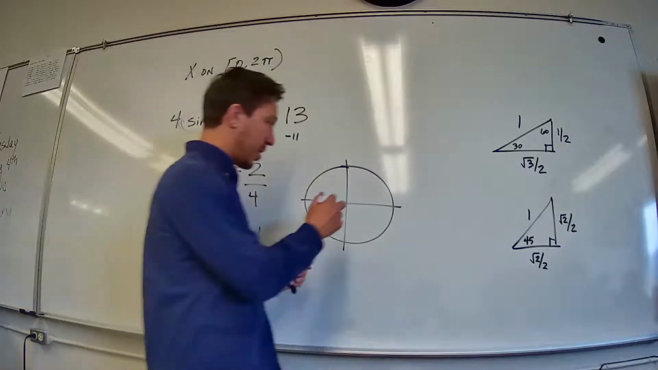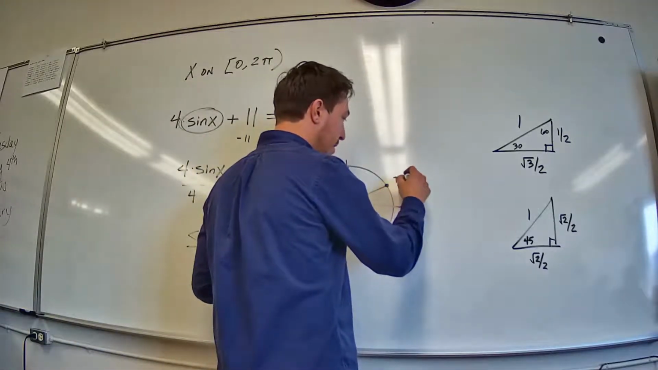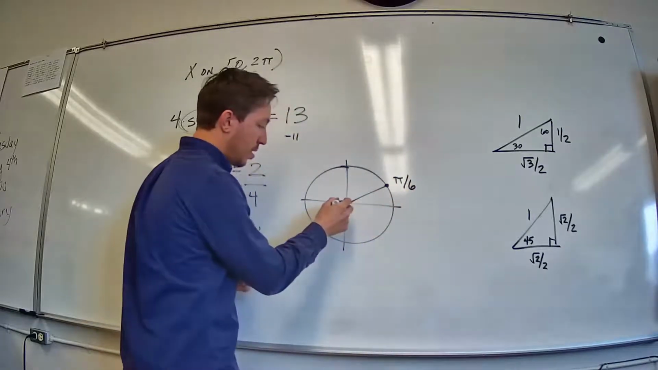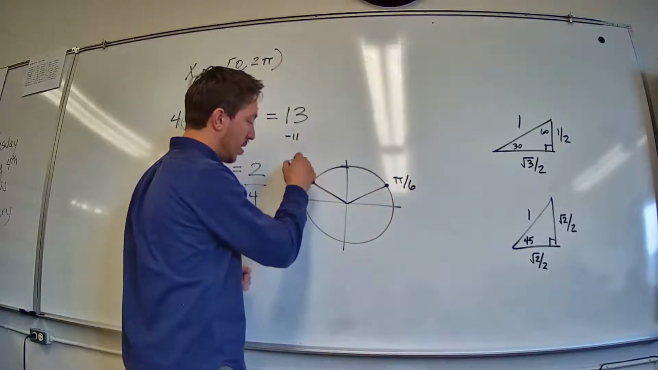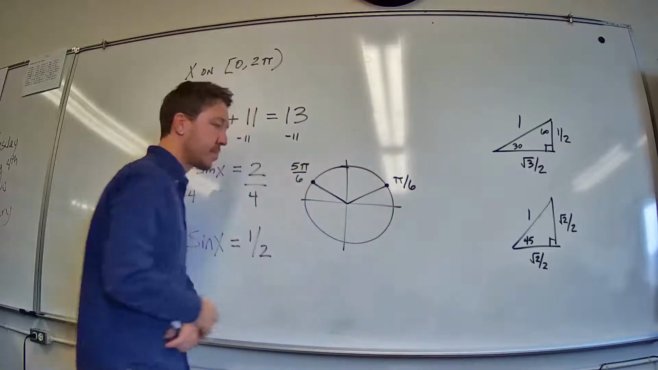So that would be here, pi over 6, and here, and 5 pi over 6.